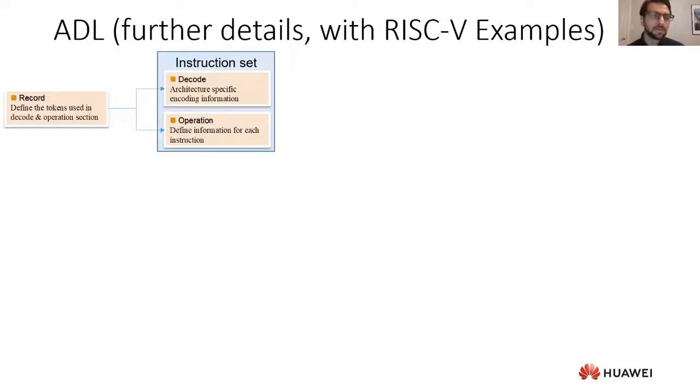So a simple example of how the ADL does look like, with some RISC-V examples. Your instruction set description consists of two sections, decode and operation. The decode section gives architecture-specific encoding information, whereas the operation section gives you the information for each instruction's operation. There's a separate entity which is called record, and this defines the tokens which are used in decode and operation sections.